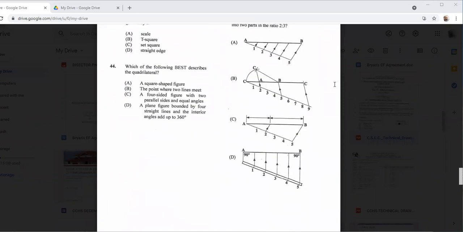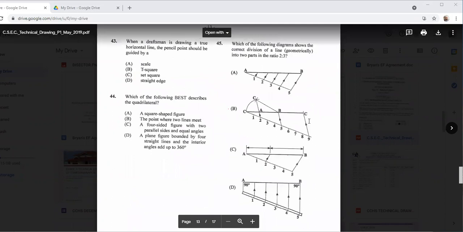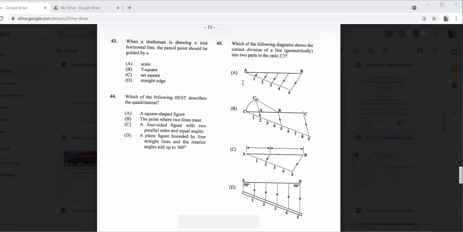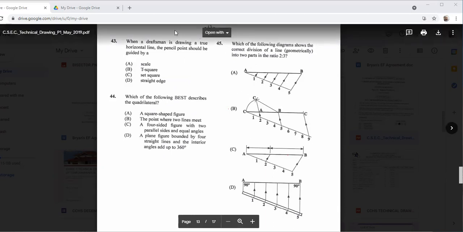Number 45. That would be A. That would be A. So it was kind of tricky, sir, because I was on the fence between A and D. Yeah, for this, it's a little tricky for real.